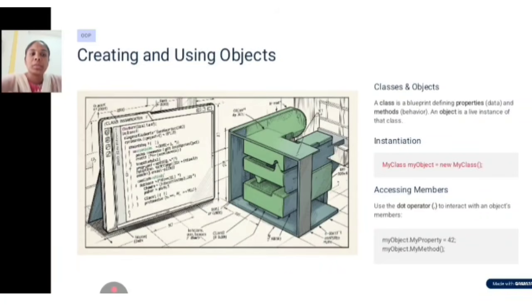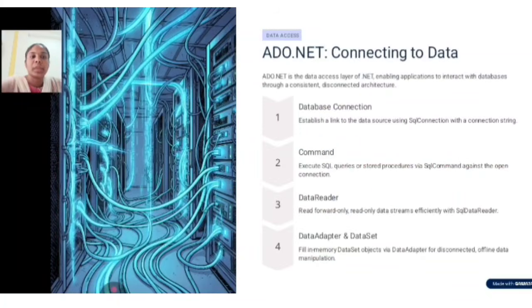Creating and using classes and objects. A class is a blueprint defining properties, data, and methods, behavior. An object is a live instance of the class. Accessing members: use the dot operator to interact with the object members.